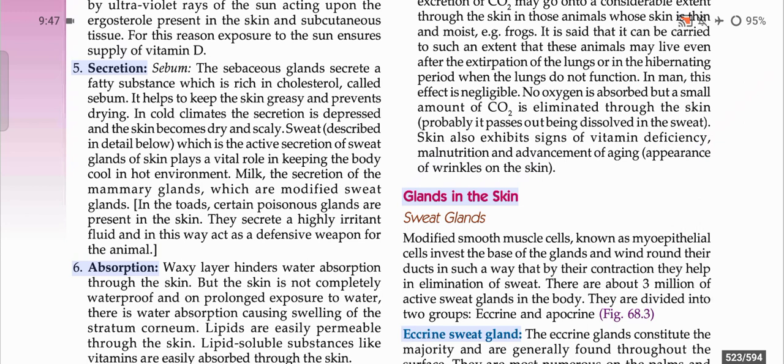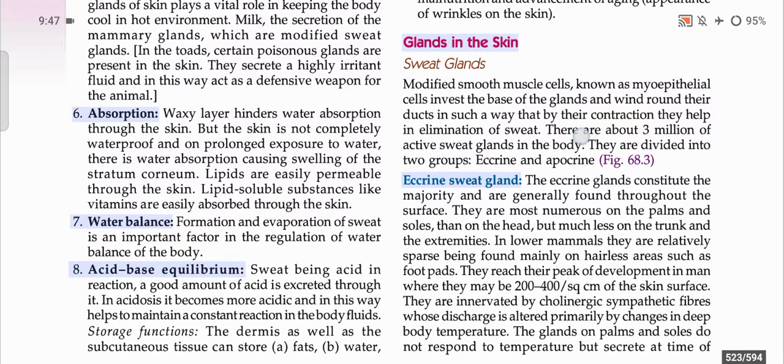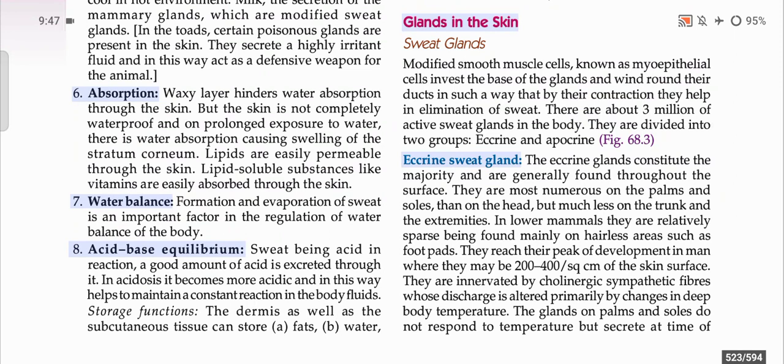In toads, certain poisonous glands are present in the skin. They secrete a highly irritant fluid. In this way, they act as a defensive weapon for the animal. Now, number 6, absorption. The waxy layer hinders water absorption through the skin, but the skin is not completely waterproof, and on prolonged exposure to water, there is water absorption causing swelling of the stratum corneum. Lipids are easily permeable through the skin. Lipid soluble substances like vitamins are easily absorbed through the skin.